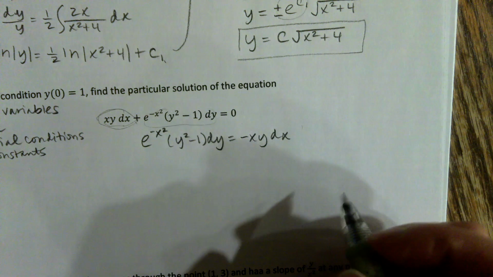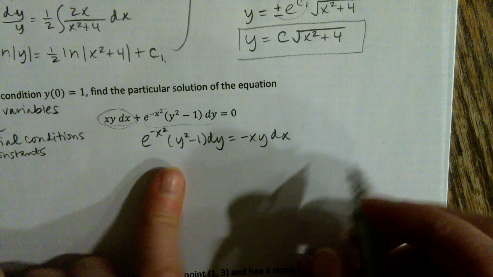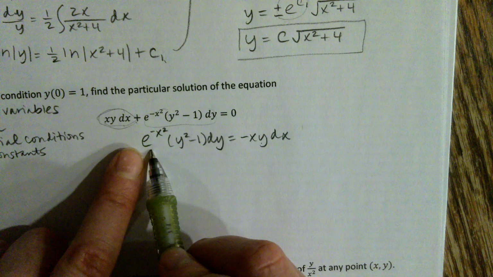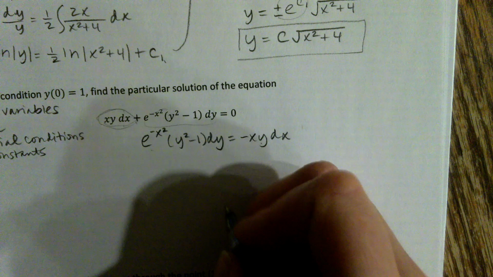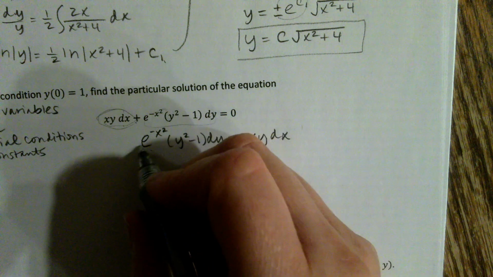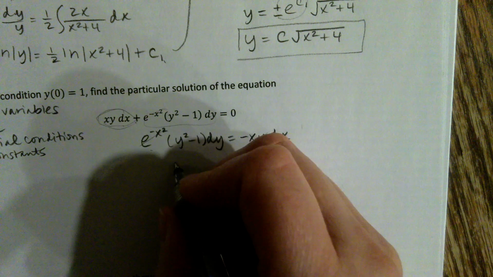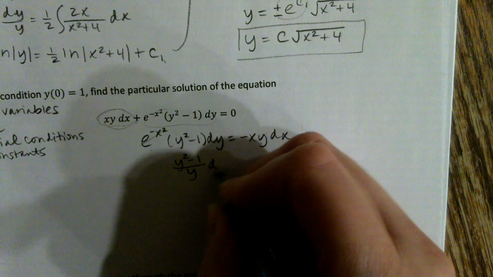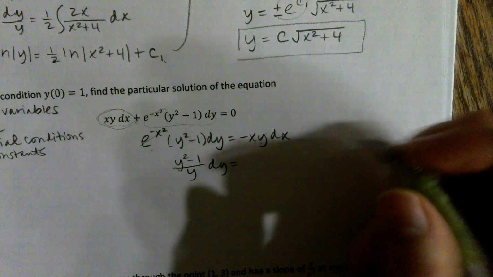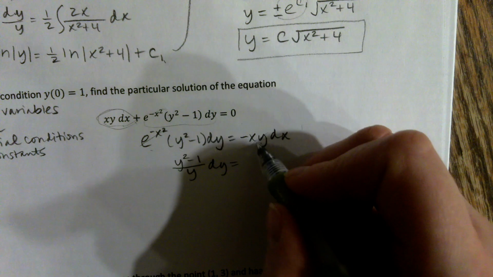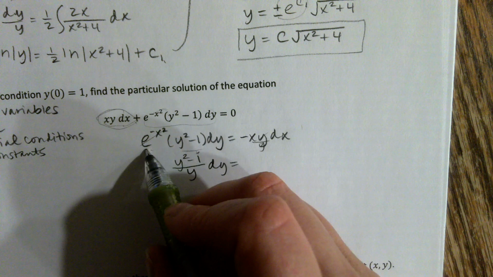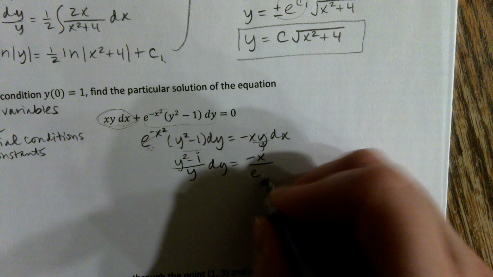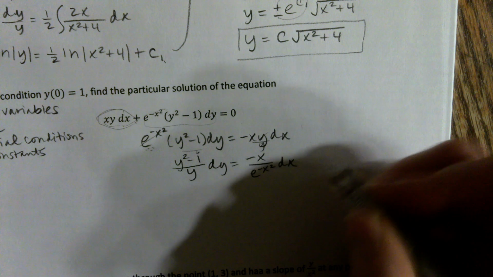And now to get all my y's on one side and my x's on the other, I'm going to divide both sides by this y, and then divide both sides by e to the negative x squared. So when I divide by y, I'll have y squared minus 1 over y dy. And on the other side, this y is gone, because I divided both sides by y. And then I'm also going to divide by this part, so I'll have negative x over e to the negative x squared dx.